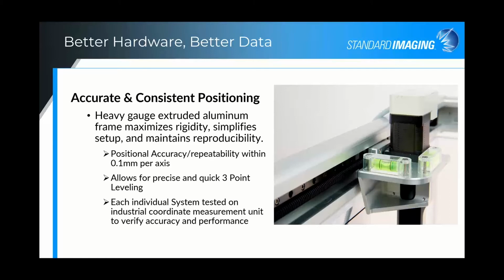And then along the accuracy side of things, each individual system is tested on an industrial coordinate measurement unit to verify that accuracy and performance even before it goes out the door from Standard Imaging to you. We maintain those 0.1 millimeter per axis accuracies. So you can be assured that when you receive the system, you'll be getting those accuracies as well.